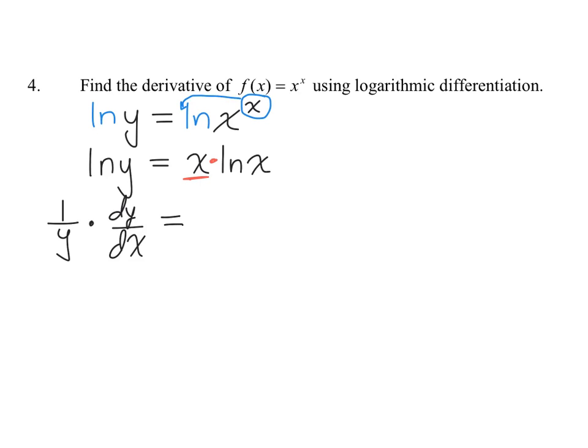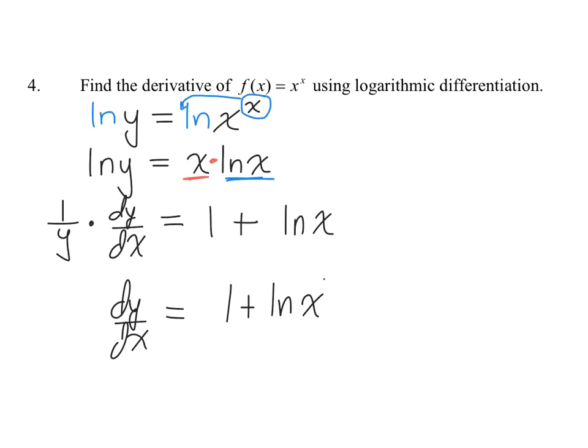Product rule. I have two factors. The first times the derivative of the second, what's that going to give me? A 1, because it's x times 1 over x. Plus my second times the derivative of the first, which is going to give me what? ln of x times the 1. Then multiply both sides by the y, which is x to the x. And you come up with your answer of dy dx equals 1 plus ln of x times x to the x.